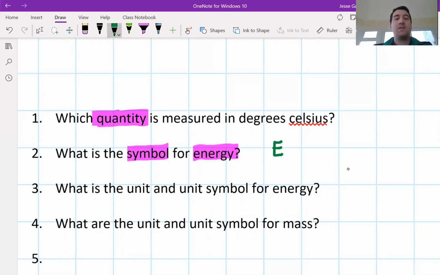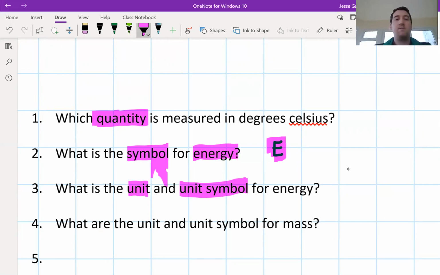What is the unit and unit symbol for energy? Now, careful. It's the unit and the unit symbol. So we already talked about the symbol for the quantity energy was E. So the unit symbol is not going to be E. So if you wrote E, you need to stop, pause the video and think again.